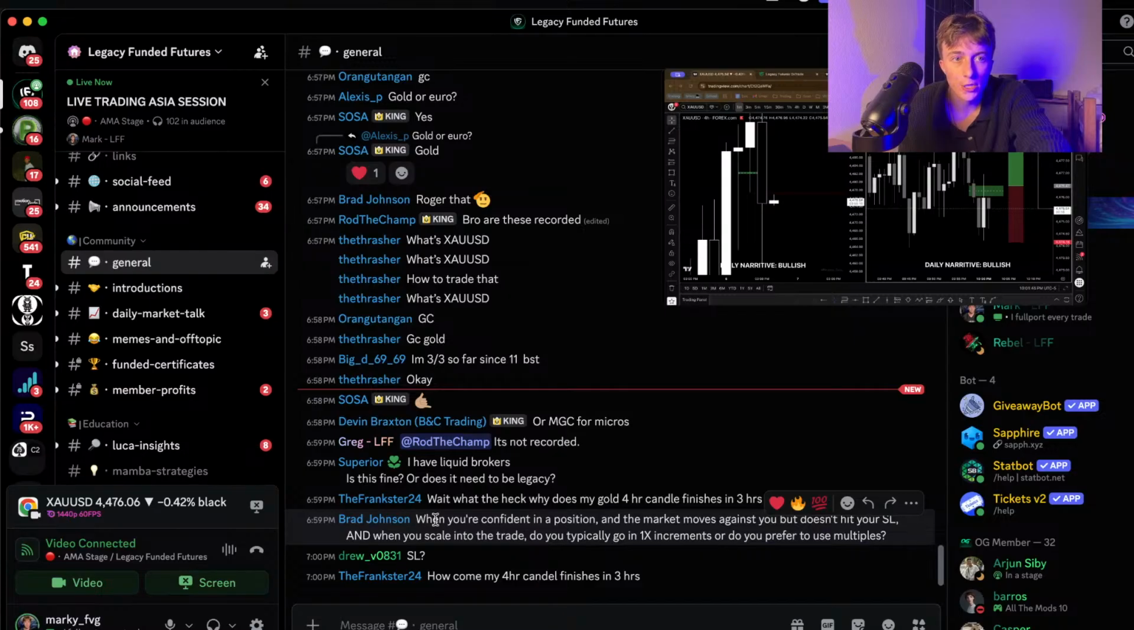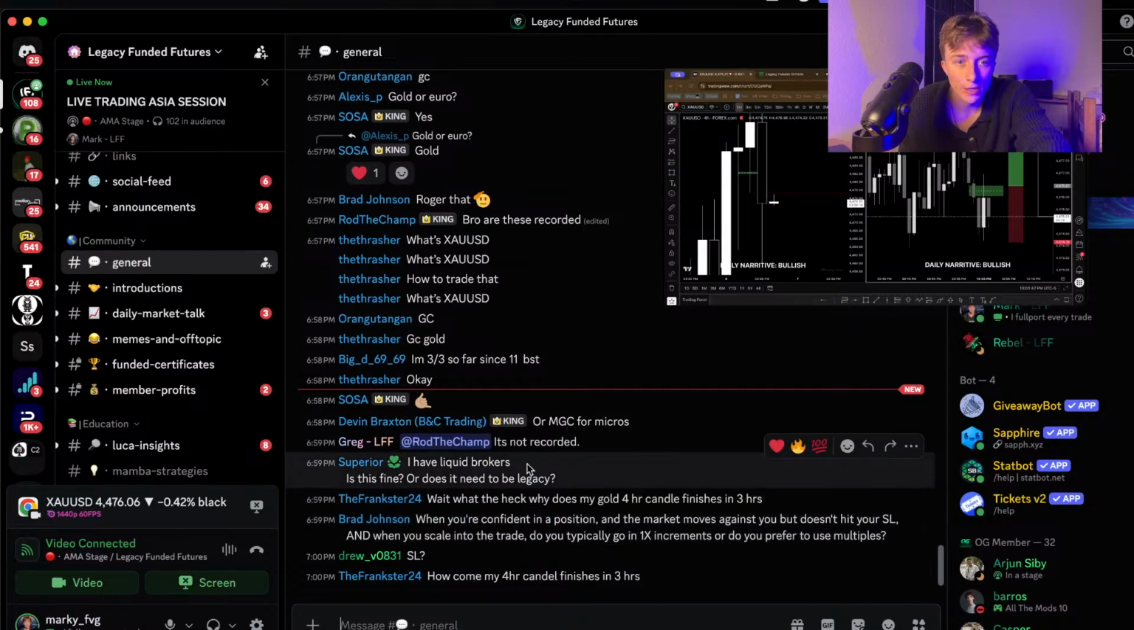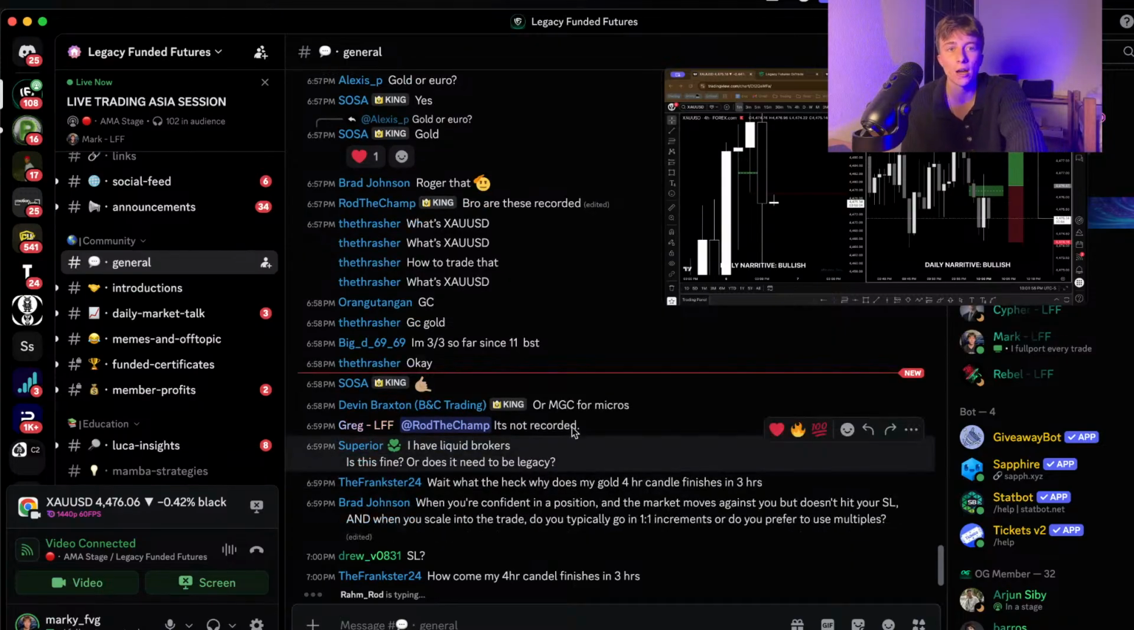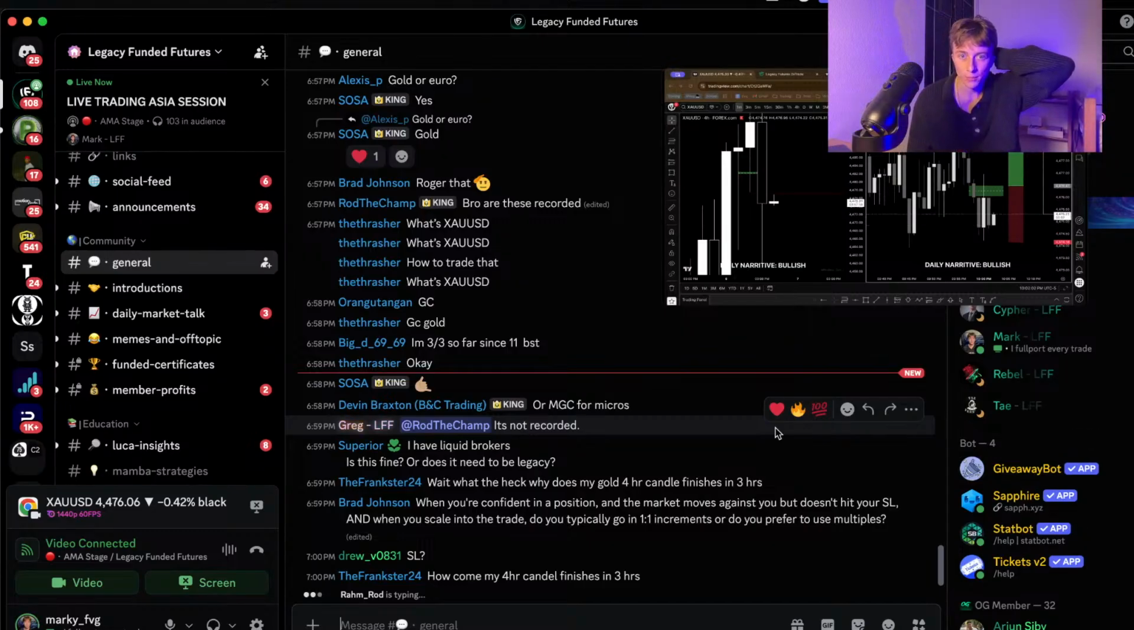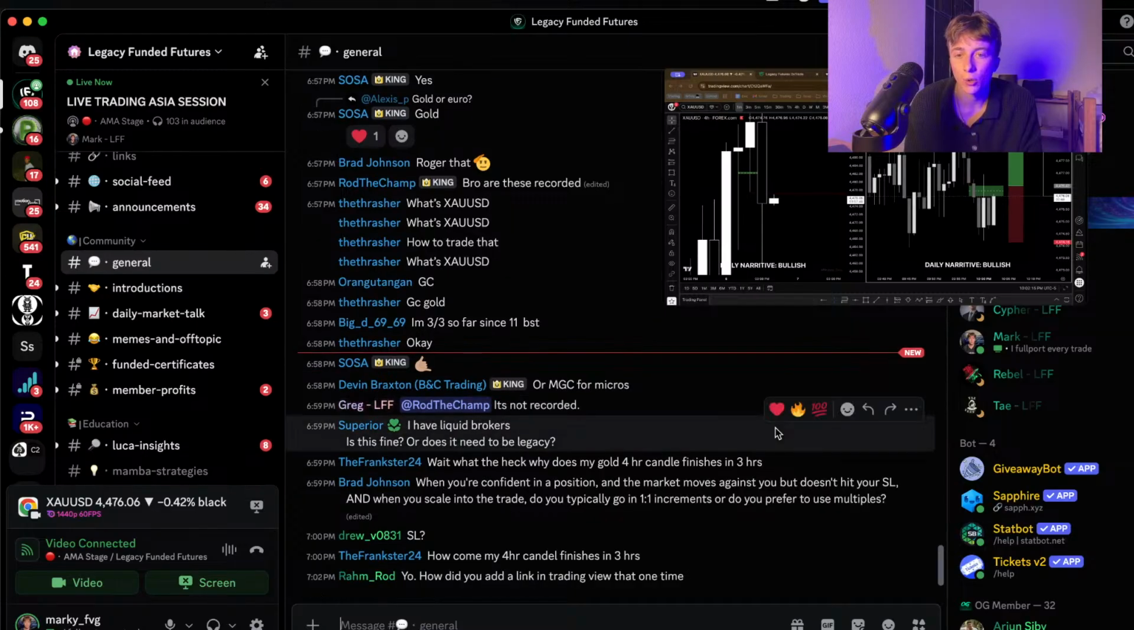When you're confident in a position, the market moves against you, but it doesn't hit your SL. And when you scale into the trade, do you typically go in 1x increments, or do you prefer to use multiples? If I'm entering with a smaller lot size because the trade RR is pretty bad, then I'll add into it. But when I'm confident in a position, I'll typically just drop the full lot size. It kind of just depends on how well my position is placed. How come my 4-hour candle finishes in 3 hours? Like I said, you're just using a different gold chart.